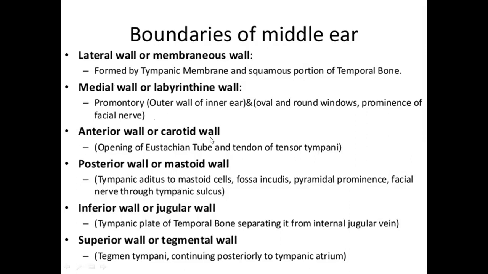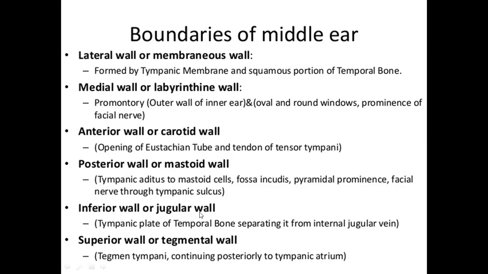Anterior wall or the carotid wall: the anterior wall separates the tympanic cavity from the carotid canal, and the carotid canal contains the internal carotid artery. How, I will show you in a while. And the anterior wall contains the two openings of the Eustachian tube or pharyngotympanic tube and the tendon of the tensor tympani muscle, which I already showed you. Posterior wall or mastoid wall contains the aditus or mastoid cells, and contains the pyramid, a bony projection over which the stapedius muscle is attached, and the facial nerve passes through the tympanic sulcus.